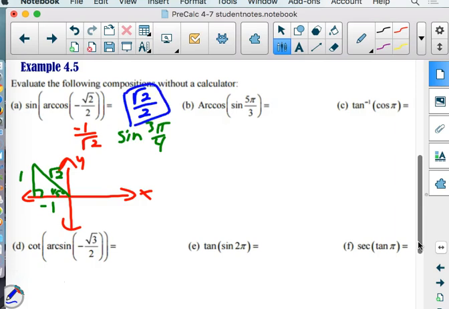So innermost parentheses, work your way up. That's what we're always going to do. Alrighty, let's look at B. So B, we have to find the sine of 5 pi over 3. How do we think of that to get it graphed? 1 2/3 pi. 1 2/3 of the way.